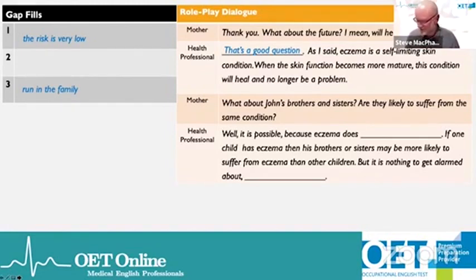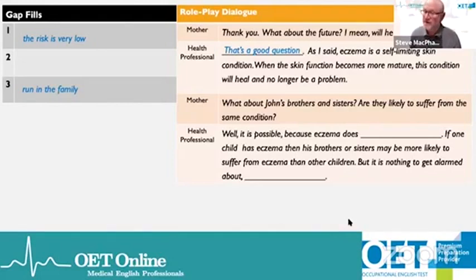Rana says no. All right, we'll try it again in the future, Rana. It's a good technique, very common. That's a good question. As I said, eczema is a self-limiting condition. When the skin becomes more mature, this condition will heal and no longer be a problem. Mother says, what about John's brothers and sisters? Are they likely to suffer from the same condition?